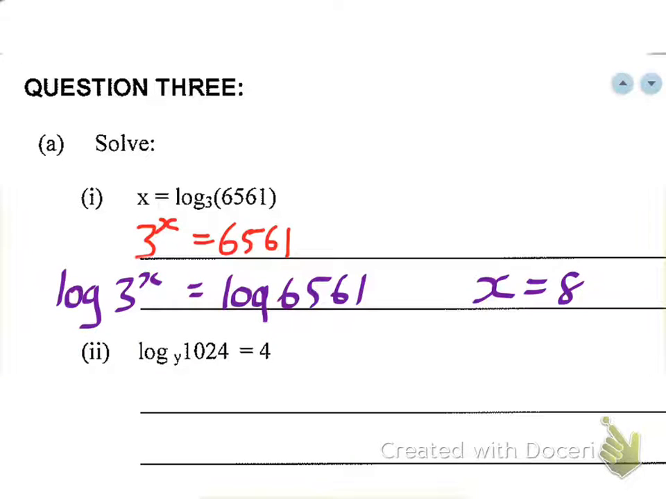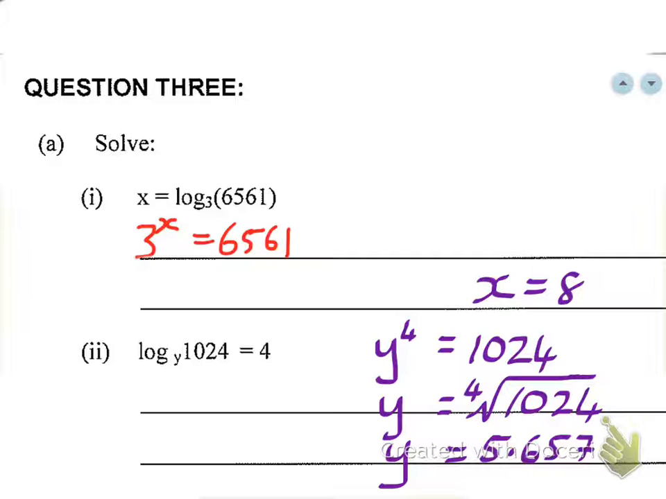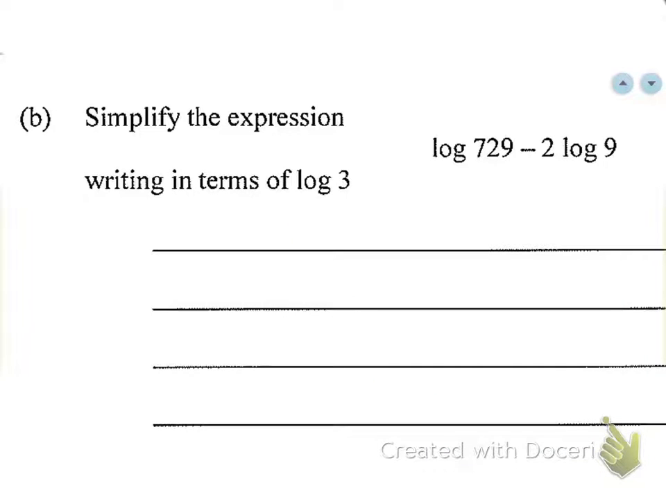So for part 2 we see y is the base. What's the power here? Because logs are powers, we're saying that the power is 4. The log of something is 4. Again, you could do this with guess and check on your calculator, or find the fourth root of 1024. And so our answer is 5.657.